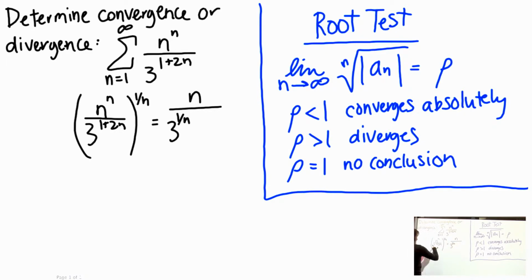Because remember, we can sort of separate these two because of properties of exponents. And then we have 3 to the 2n, to the 1 over n, so this is just going to be plus 2. So what we do now is we take a limit.